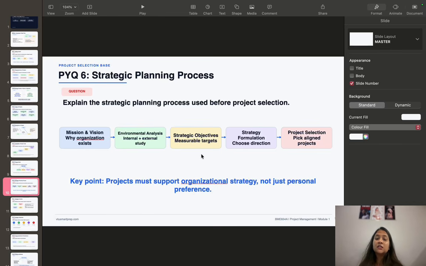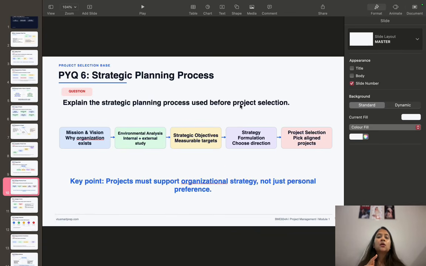This includes the internal and external analysis. And third, it is going to set the strategic objectives, which are measurable targets. Next, the fourth, it performs the strategy formulation where different strategies are compared and selected. And finally, the projects are selected based on whether they support the organization's strategies or not.